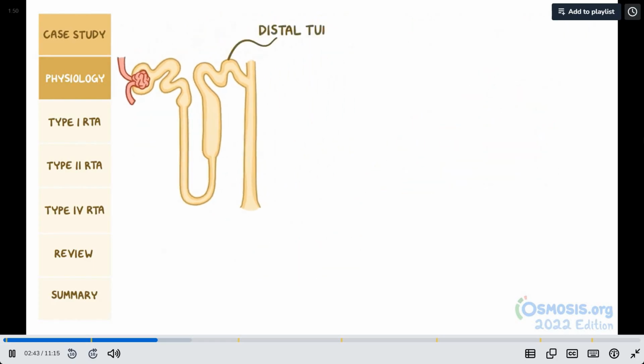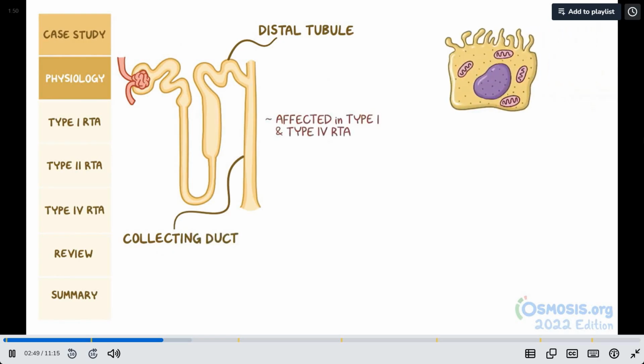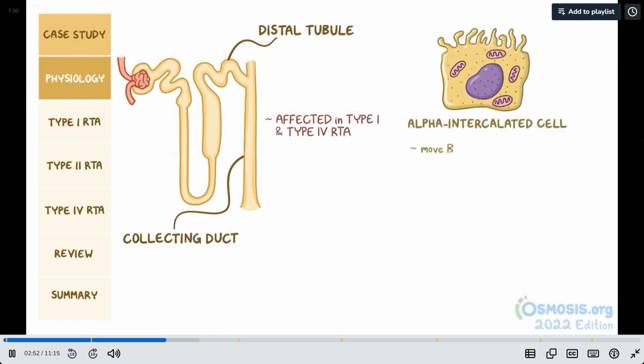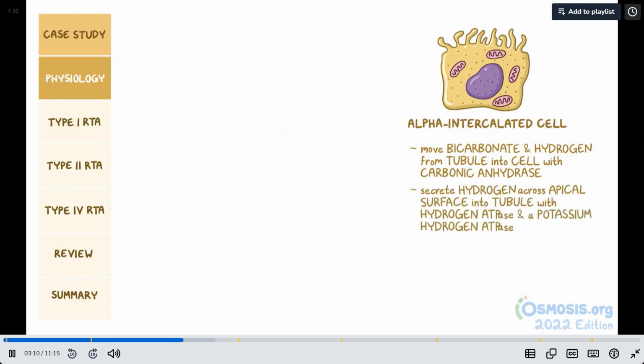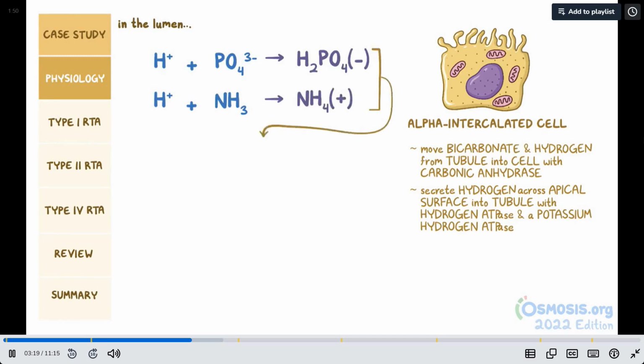Alright, so now let's look at the distal tubule and collecting duct, which are affected in type 1 and type 4 RTA. First, they're lined with alpha intercalated cells, which also move bicarbonate and hydrogen from the tubule into the cell with the help of carbonic anhydrase. The alpha intercalated cells also secrete hydrogen across the apical surface and into the tubule, with the help of a hydrogen ATPase and a potassium hydrogen ATPase. Once in the lumen, hydrogen binds to phosphate or ammonia to form relatively weak acids, like dihydrogen phosphate or ammonium, which then get peed out in the urine.